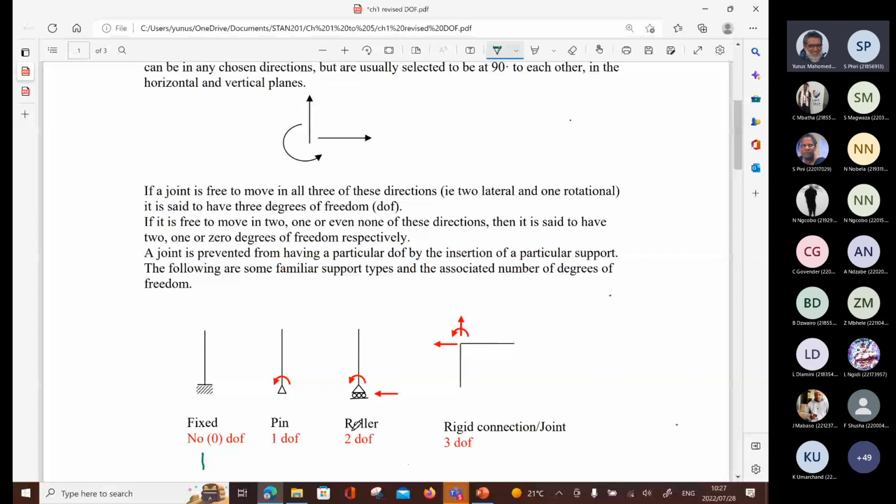So pin, as I was saying, I have no resistance to rotation. Okay, I have no resistance to rotation, but I have resistance to vertical and horizontal movement. In other words, if I've got a pin support, it doesn't move horizontally, it doesn't move vertically, but it allows rotation. So it allows that column to rotate around that support.